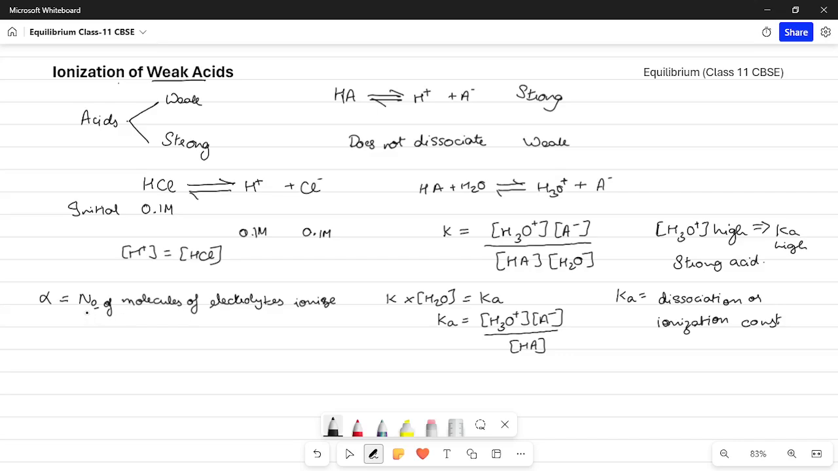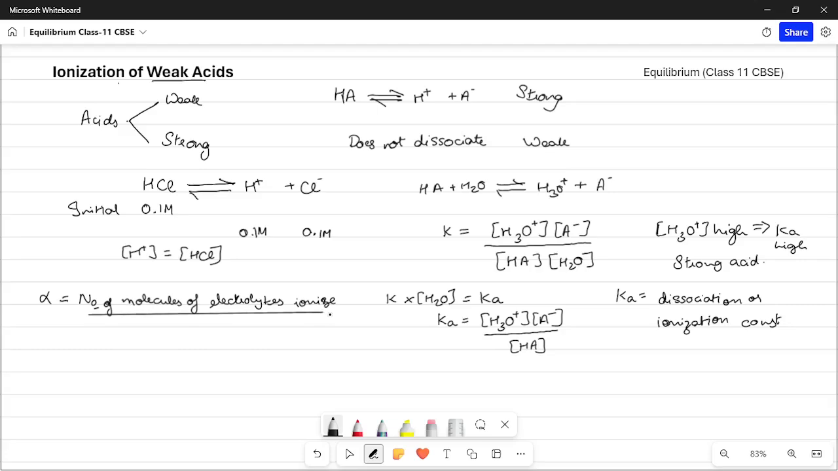Okay, so the number of molecules of the electrolyte that underwent ionization, divided by the number of molecules of the electrolyte that did not ionize. So this alpha is basically the degree of ionization or dissociation. So let's take an example of a weak acid.